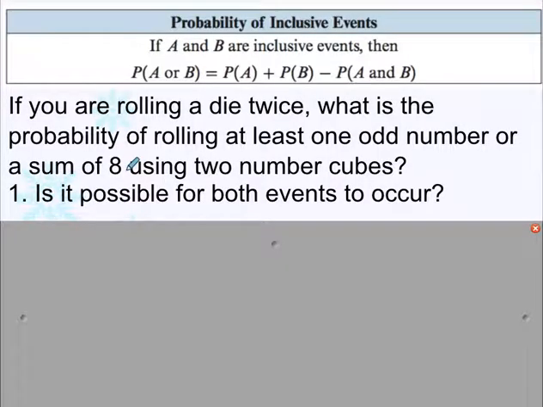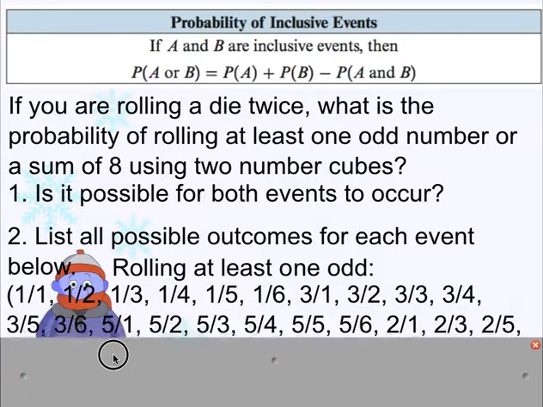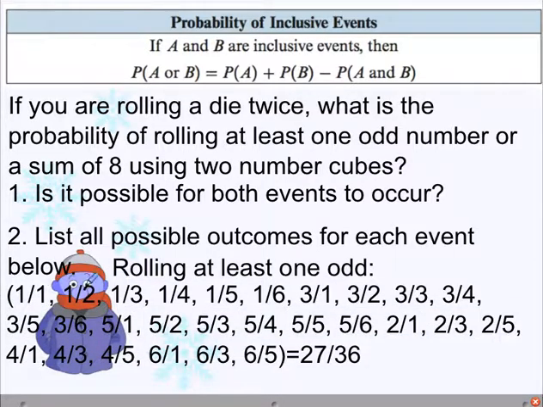So let's try this with another example. If you're rolling a die twice, what's the probability of rolling at least one odd number or a sum of 8 using 2 number cubes? So, is it possible for both events to occur together? Yes, this is an inclusive event. Okay, so let's look at those odd numbers that we could get. You can use a table like we did back at the beginning, but these are all of the different possibilities with an odd number included. There's 27 of them out of 36.